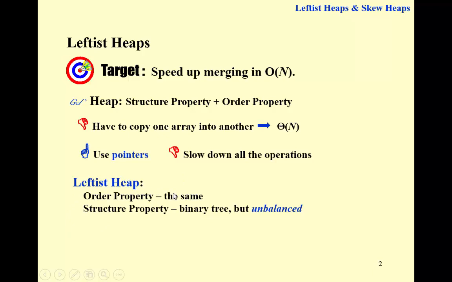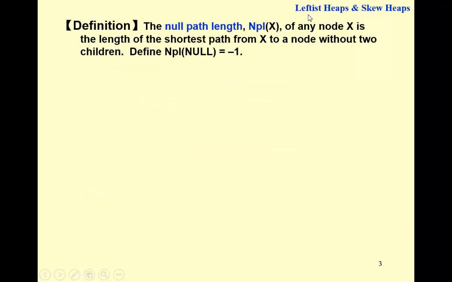Now let's see why. In order to understand leftist heap, we must first define a special term called null path length. Just similar to when we were studying AVL trees, we defined a BF, the balance factor.